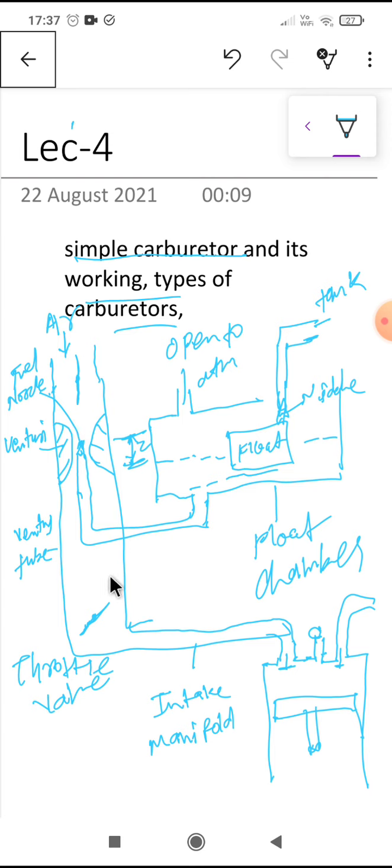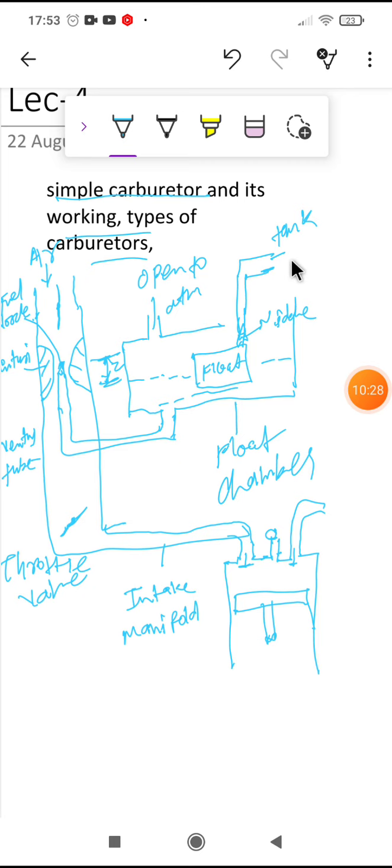The throttle valve controls the supply of the mixture at various load conditions. So the quantity of mixture can be varied by the throttle valve for different load conditions. That's why petrol engines are known as quantity governing engines. So this is basically the simple carburetor system and its working.